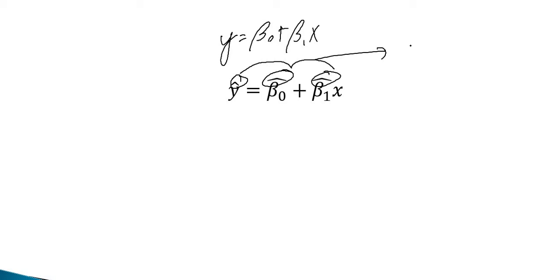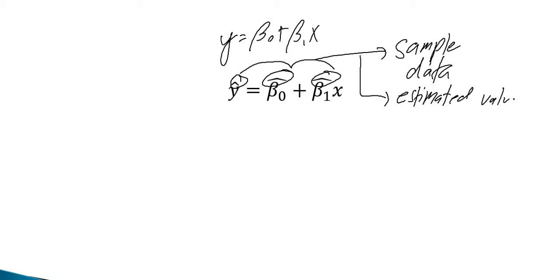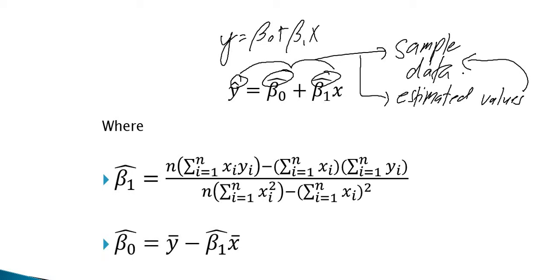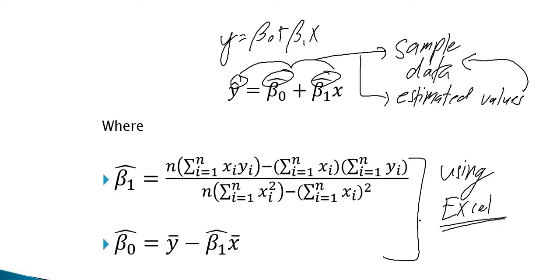This is because we are dealing with sample data. We don't have the population data, we have the sample data rather. And also because these are just estimated values, since they are from the sample data. Now, formula-wise, this is how we will compute for beta sub 1 and beta sub 0. Thankfully, we will compute them using Excel. It will be the one to compute for us. Instead, we are concerned with their meanings.